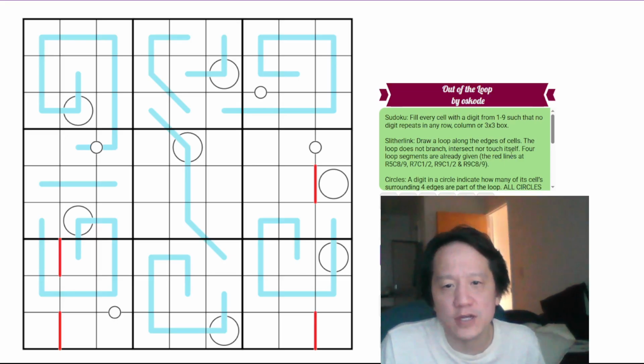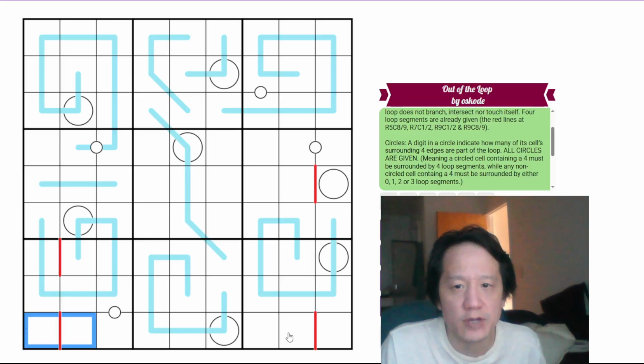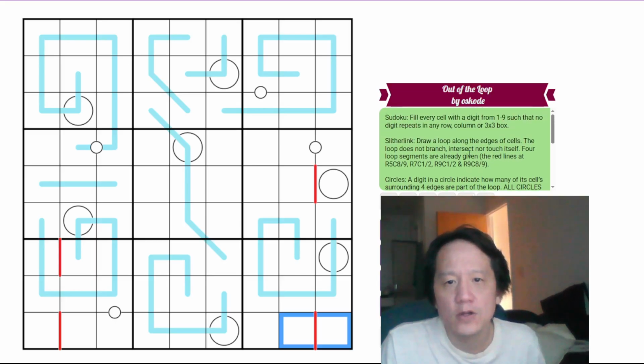4 loop segments are already given. The red lines at row 5 between column 8 and column 9, row 7 between column 1 and 2, row 9 between column 1 and 2, and row 9 between column 8 and 9. So the Slitherlink is basically just a loop that we have to draw along the edges of the cells, essentially.